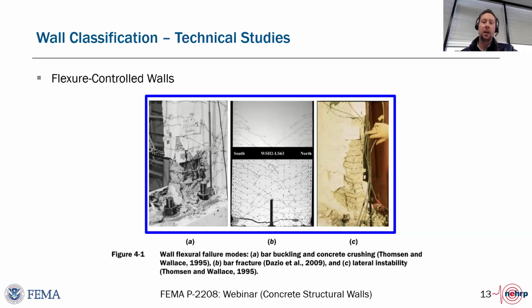You might have crushing or bar buckling based on the compression side of the cross section. You might have bar fracture on the tension side, or you might have some of these other failure modes like lateral instability or other things. A lot of those were captured, and the nice thing is we were able to isolate those and understand how those influence the modeling and acceptance criteria recommendations coming out of this.